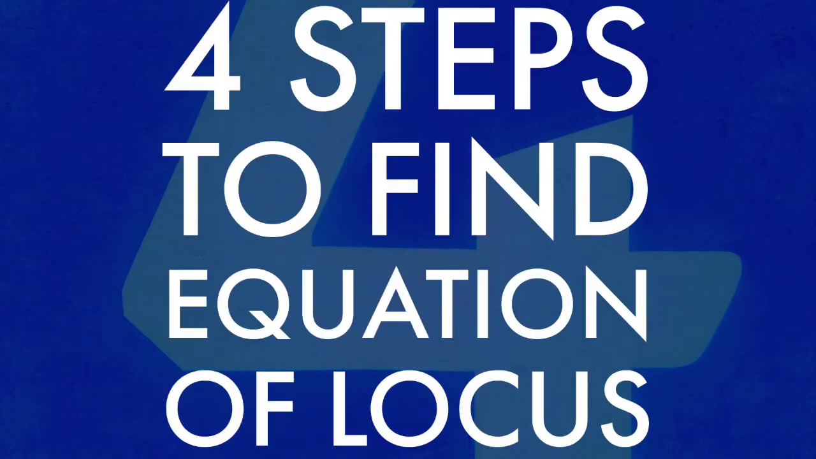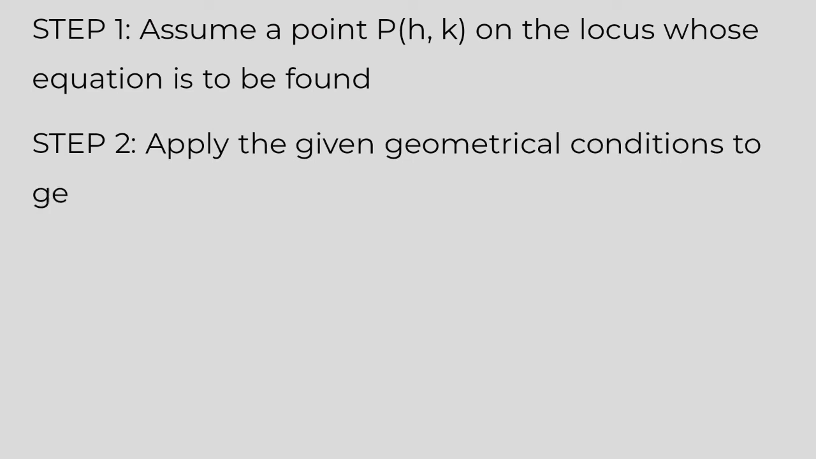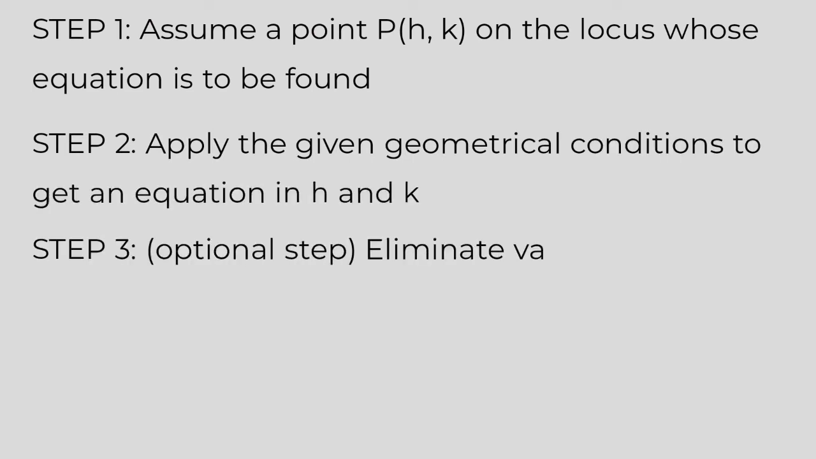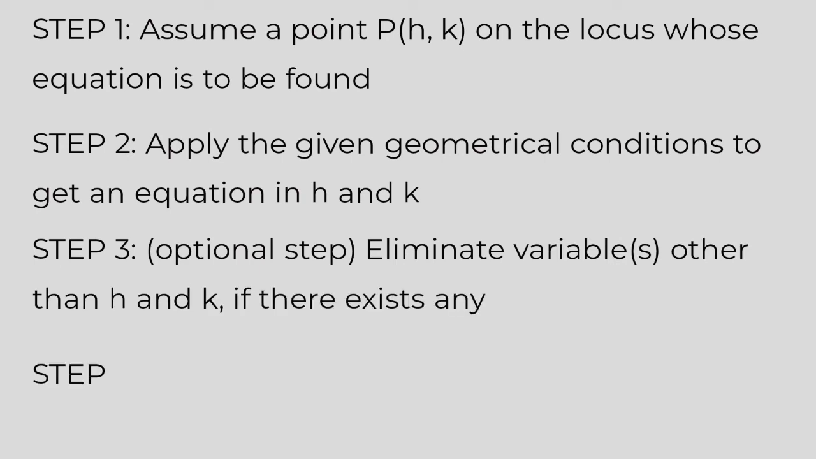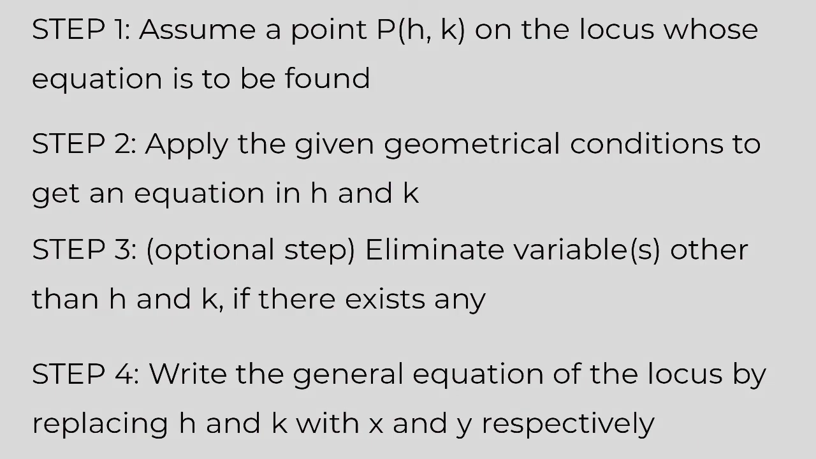And these 4 steps are: the first step, you need to assume a point P(h, k) on the locus whose equation is to be found. The second step is we need to apply the geometrical conditions to obtain an equation in terms of h and k. The third step says we need to eliminate all variables other than h and k. Now remember that this particular step is an optional step. The step 4 and the last step says you need to generalize the equation by replacing h and k with x and y respectively. And after you do all these 4 steps, you will get equation of locus.